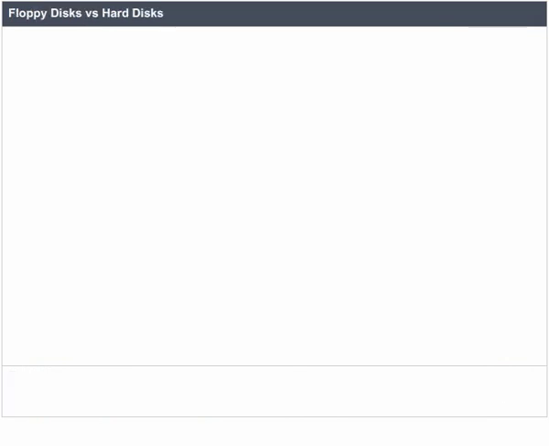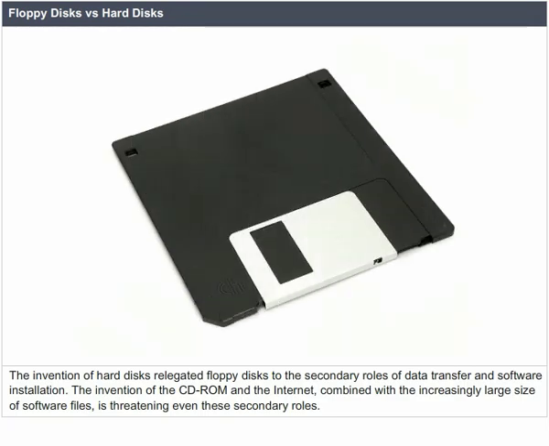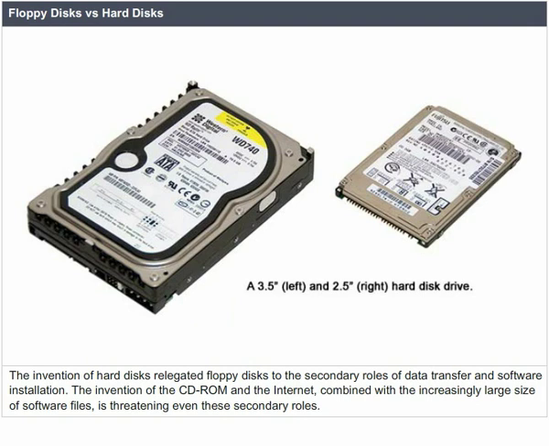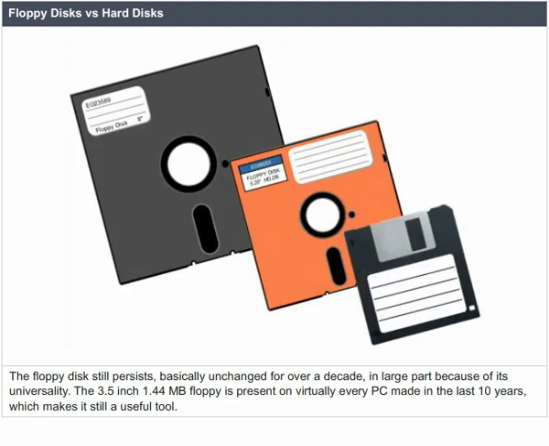Floppy disks versus hard disks. The invention of hard disks relegated floppy disks to secondary roles of data transfer and software installation. The invention of the CD-ROM and the Internet, combined with the increasingly large size of software files, is threatening even these secondary roles. The floppy disk still persists, basically unchanged for over a decade, in large part because of its universality. The 3.5-inch, 1.44 MB floppy is present on virtually every PC made in the last 10 years, which makes it still a useful tool.